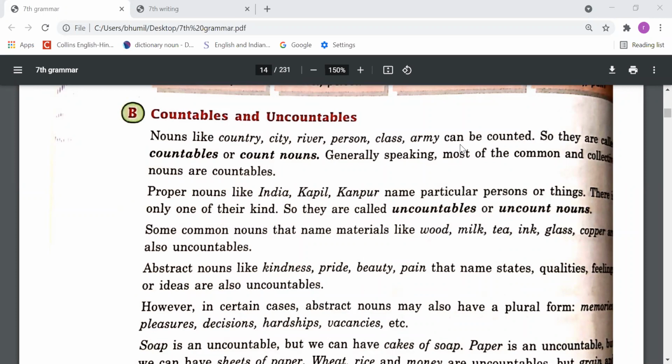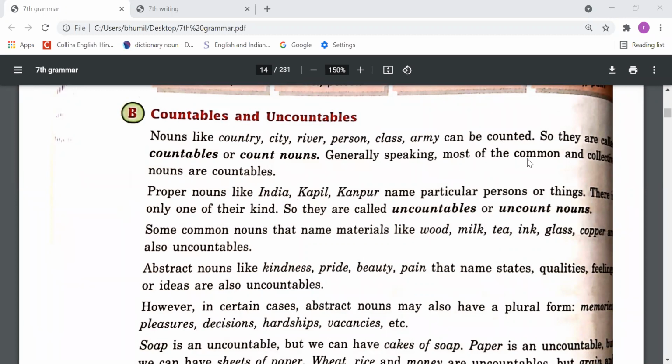Which can be counted, those are called countable nouns. Which can't be counted, those are called uncountable nouns. Like country we can count, city we can count, river, person, class, army. So these are countable nouns. And abstract nouns we can't count, so these are uncountable nouns. Like kindness, pride, beauty, pain, we can't count them, so these are uncountable nouns.